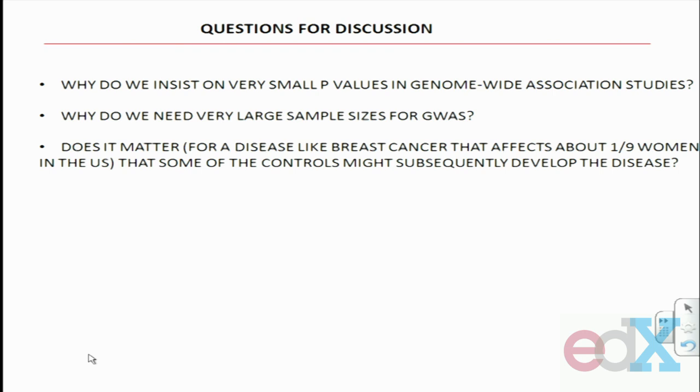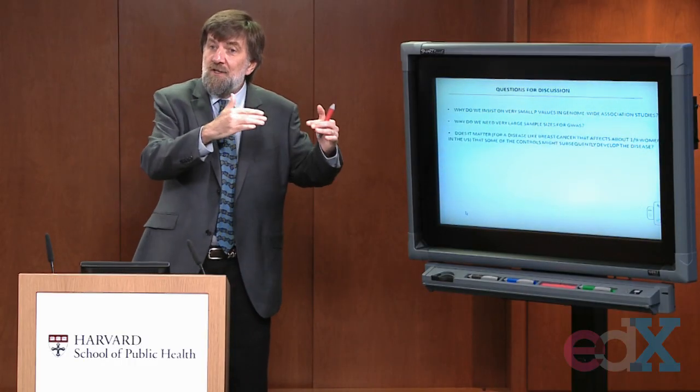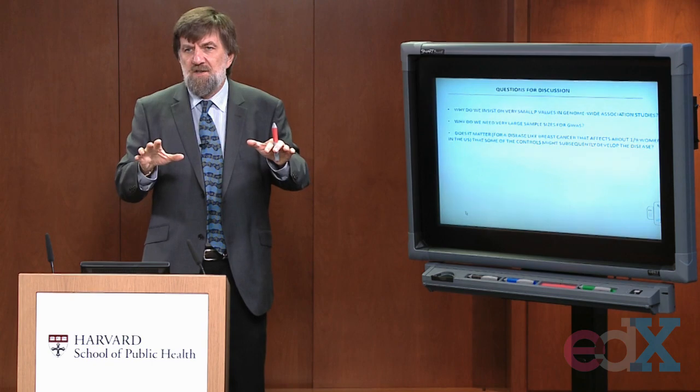Doesn't matter, in this case for a disease like breast cancer, that it's likely that, unfortunately, some of the women who are controls in these studies will go on to develop breast cancer later in their lives. We didn't know that they should potentially have been in the case group when we did the study. Is that a big deal? And the sort of hint here is that breast cancer affects about 1 in 9 women.